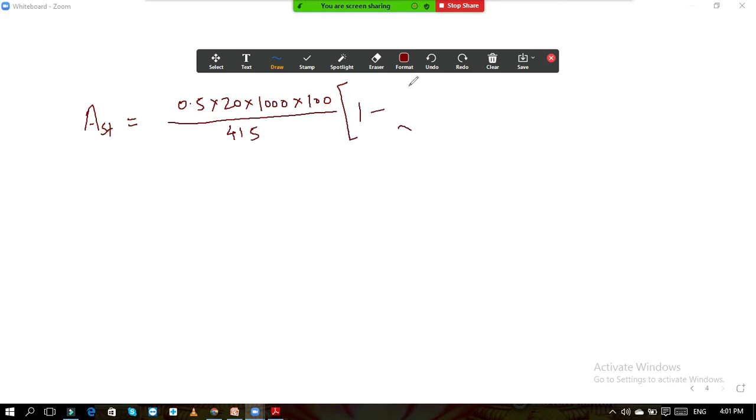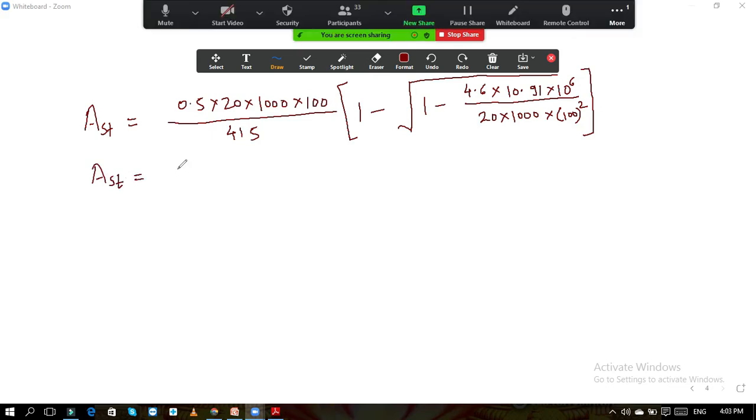Here, 1 minus under root, 1 minus 4.6 into 10.91 into 10 to the power 6 divided by fck d, and d square is there. In examinations many times you forget to put d square. So the area of steel is 324.12 mm square.